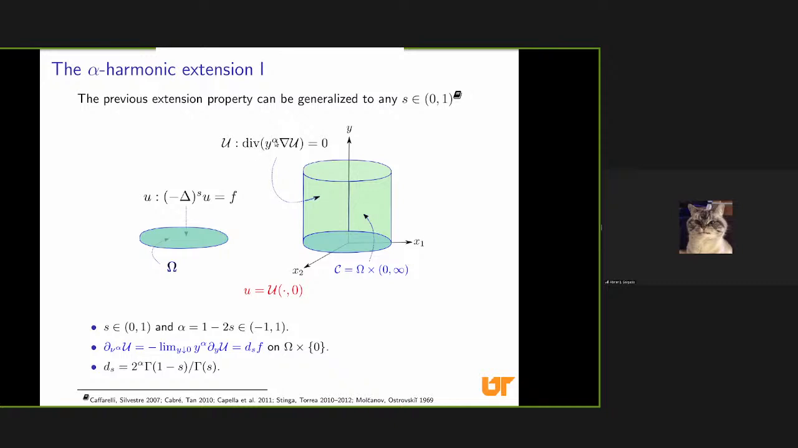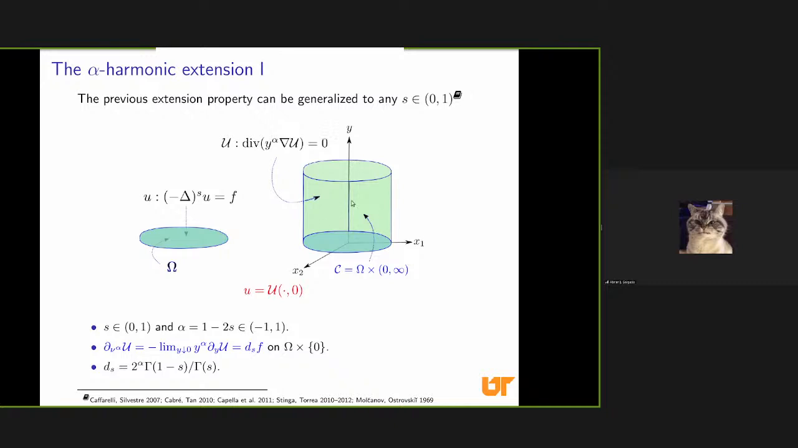In this cylinder, now you're going to solve this problem: divergence of y to the alpha applied to gradient of u equals 0. y is the extra dimension that we introduced, and alpha is a parameter that depends on s, the power that you want to compute. So alpha is 1 minus 2s. You solve that problem where you take as data here on the bottom of this cylinder a Neumann data. So conormal derivative, and conormal with respect to this operator, derivative of the solution is equal to, well, some number for normalization purposes times f.